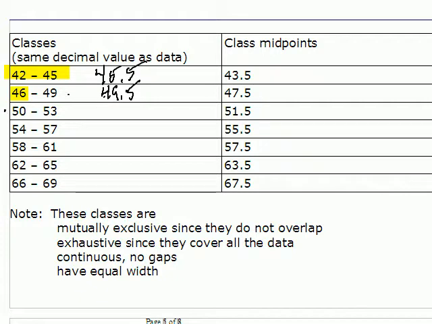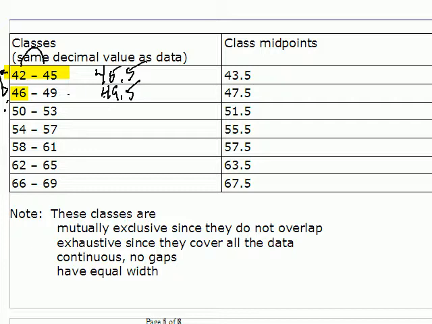The width of the class is this difference. It was 4, remember? 46 minus 42, they gave you 4. It's not the width across the class, it's the width between classes. Okay, and sometimes the midpoints are useful in certain graphs.